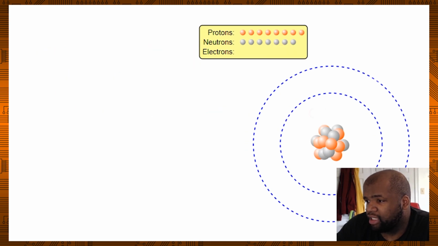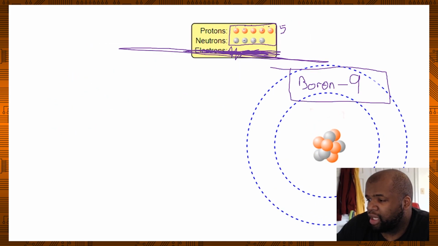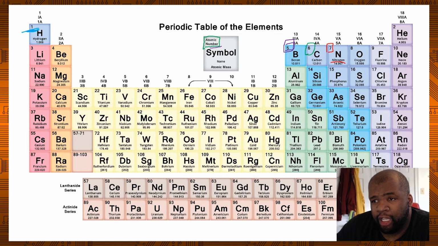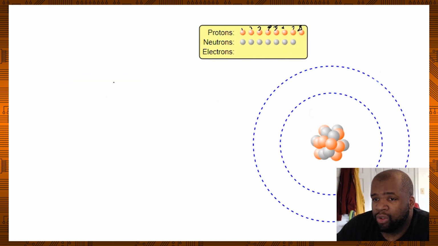Last one, but certainly not the least. We have a lot of protons actually here. We have 1, 2, 3, 4, 5, 6, 7, and 8. So we now know we have 8 protons. These 8 protons, we're going to have to go back to the periodic table once again. What has 8 protons? Well, when we look, oxygen has 8 protons. So that means our element here is going to be oxygen.